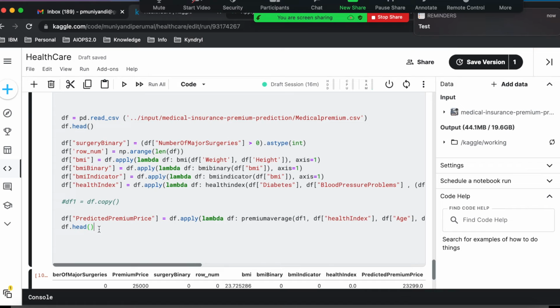Now I'm going to do the data visualizations. Any question? Otherwise I'll move on to the topic. I'll move on to data visualization. Team, any question?